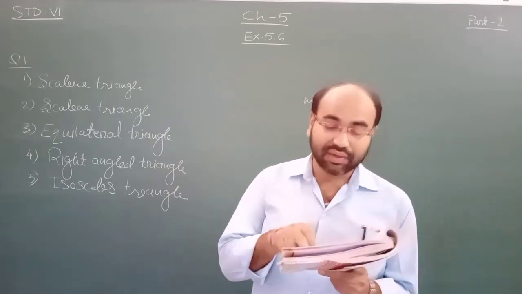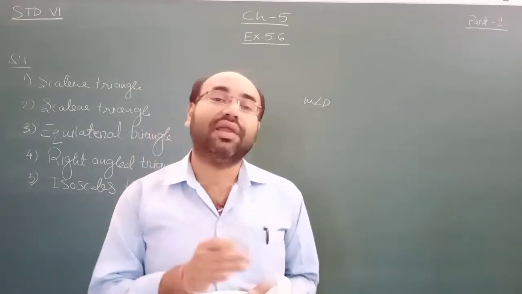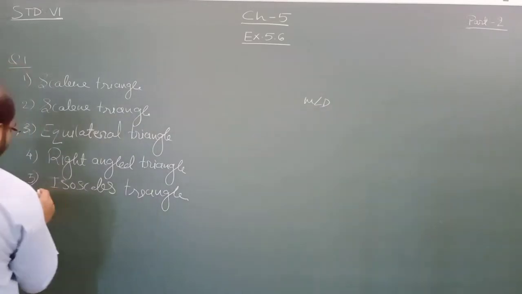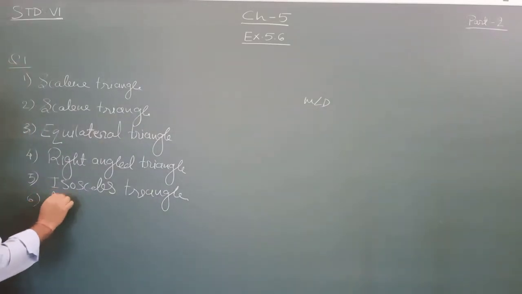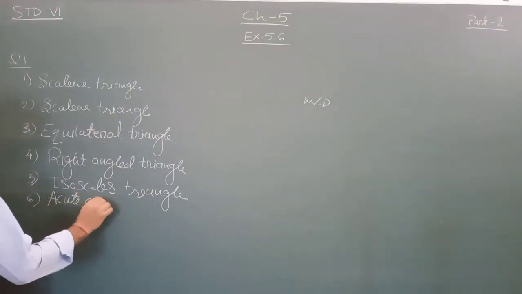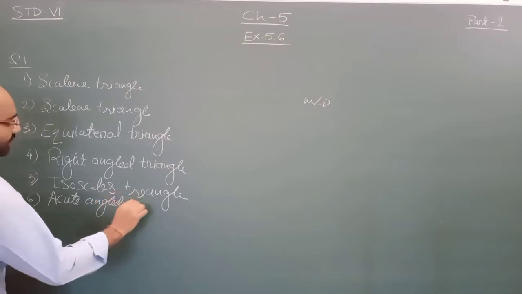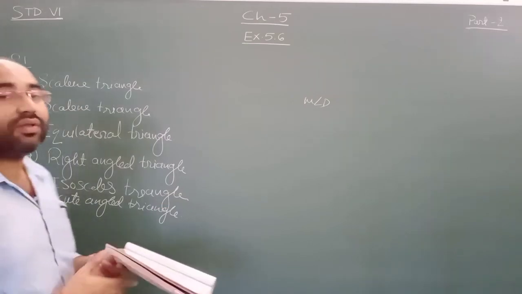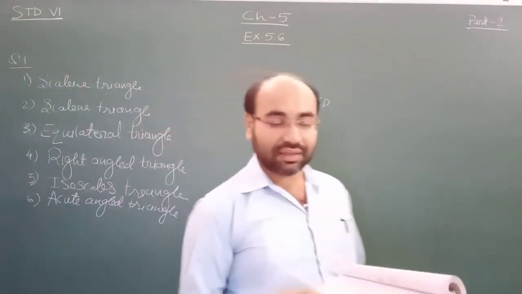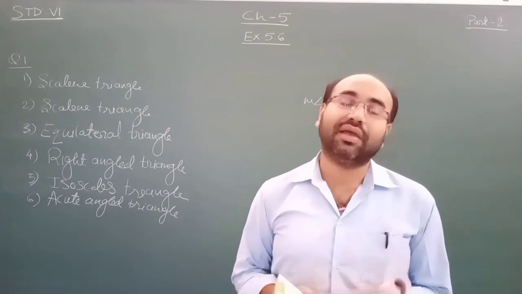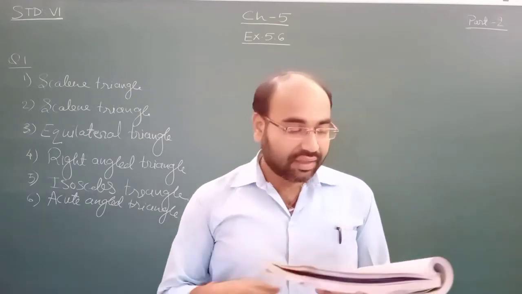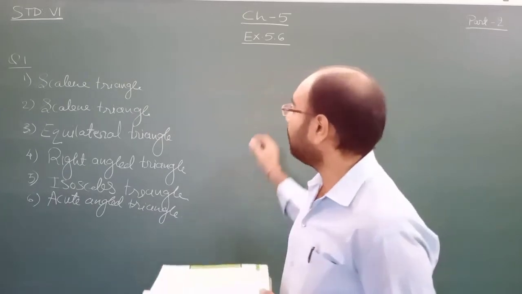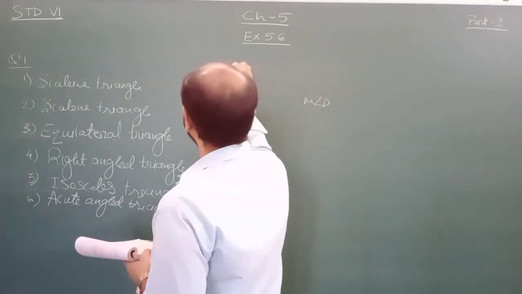Now see, all the three angles are less than 90. If it is less than 90, so it will be which type of triangle? It will be an acute angle triangle. Okay, when all the three angles are less than 90, then the triangle will be called an acute angle triangle. So that was your question number first. Then let us move to question number 2.